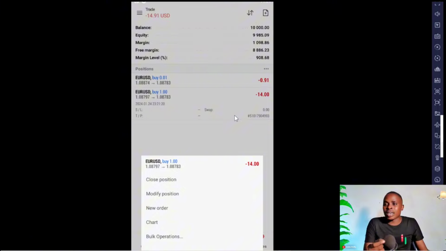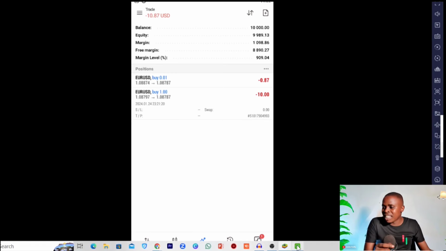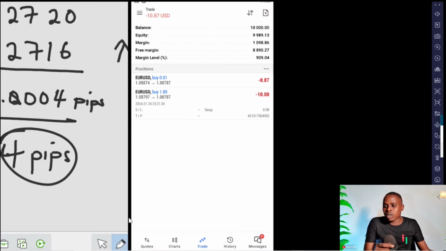But what I want you to understand here is the difference between these two trades. The first one is 0.01. This is called a lot. 0.01 simply means I'm risking 10 cents per each and every pip. And then 1 lot size, which is called the standard lot, means I'm risking $10 on each and every pip. So let's go back to our pip for a minute so that you can really understand what I mean here.